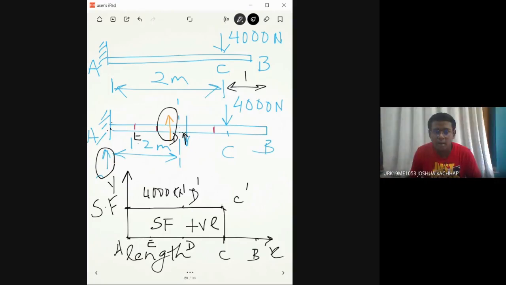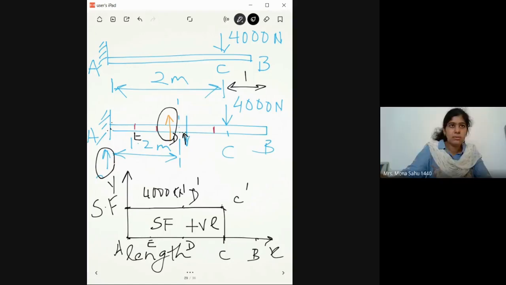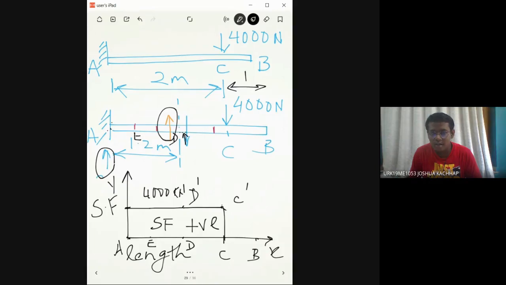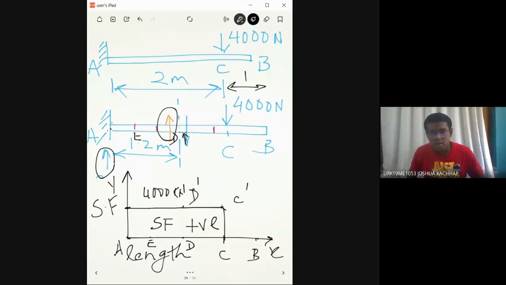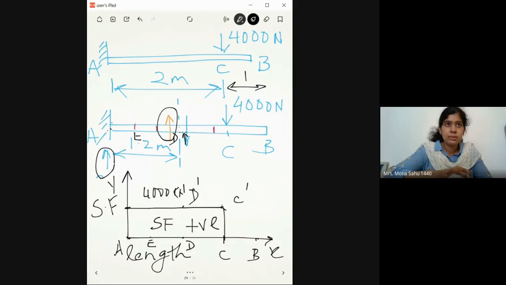Ma'am, at point D, the shear force is 4,000 and the reaction force is again 4,000. So what is the total effective reaction force? See, listen. At point D, there is no support. Yes, ma'am, there is no support. But there is a reaction force. The acting force is 4,000. So you saw how we calculated the reaction forces.